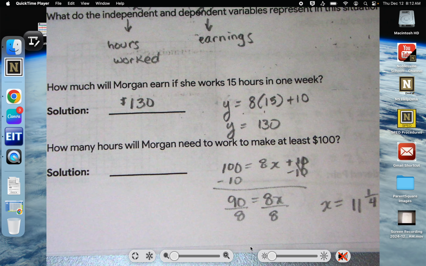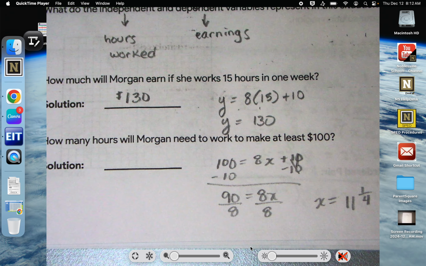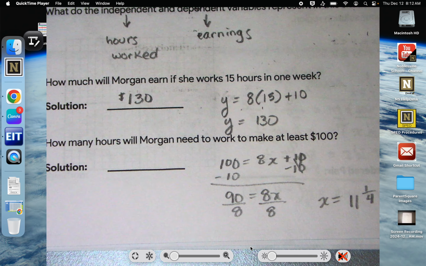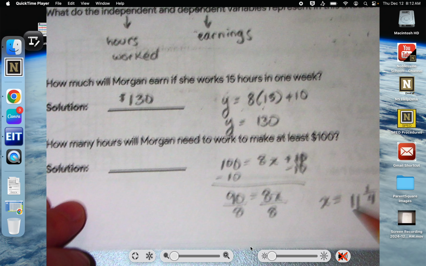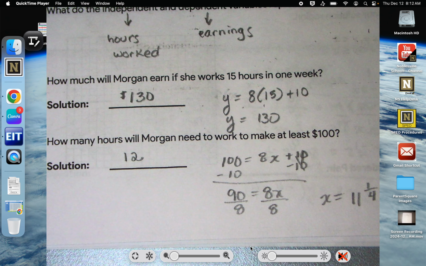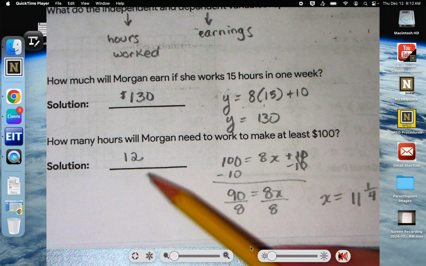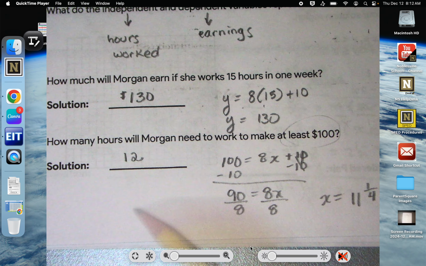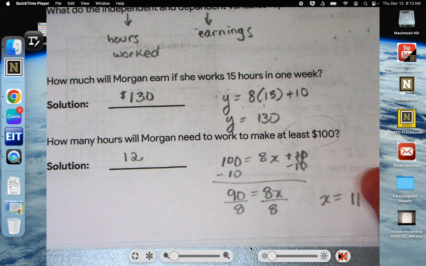Can't really work a fourth of an hour babysitting, from personal experience as a mom. If I'm paying you to babysit and I'm already past the hour, I'm going to stay out and just get my money's worth and stay out for the whole extra hour. So we're going to round this up to 12. She's going to have to work 12 hours to make at least $100, right? So if she worked 12 hours, she would make 8 times 12 is 96. She'd make 106. That's not bad.